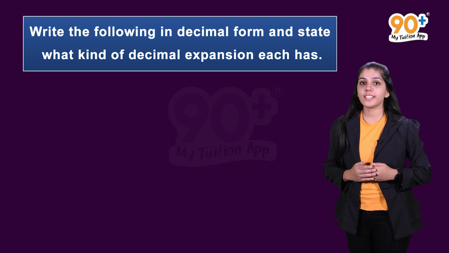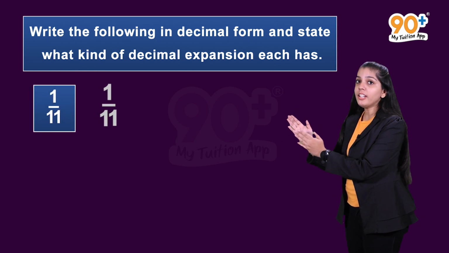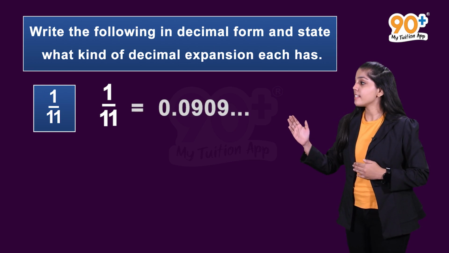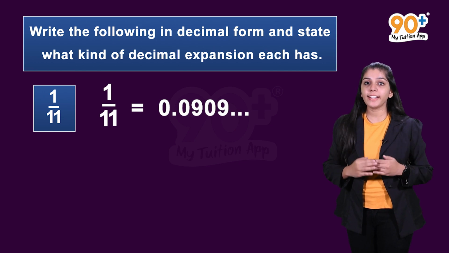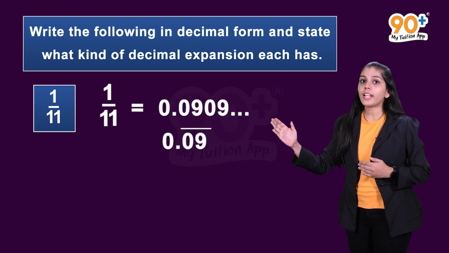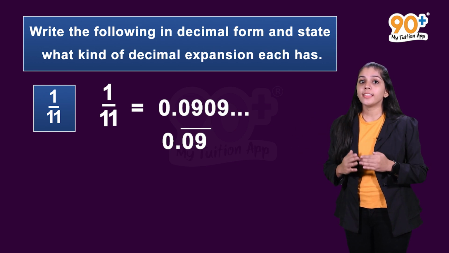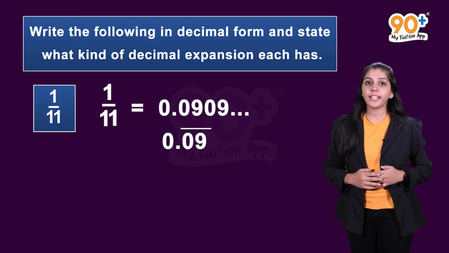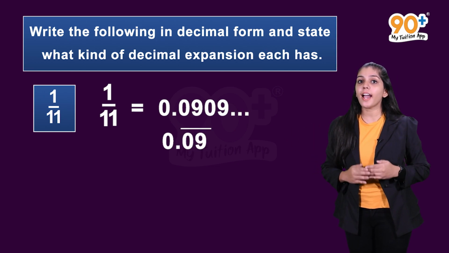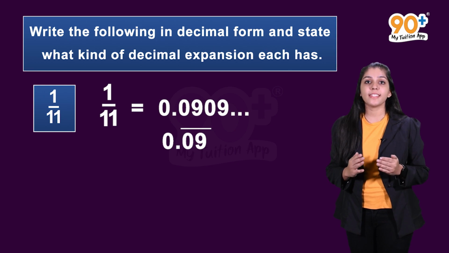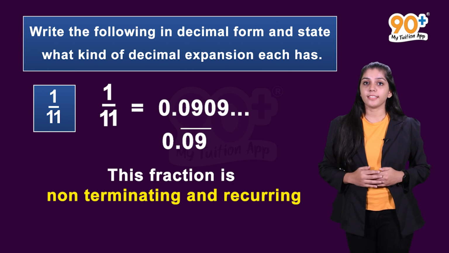We have the second question, 1 by 11. Students, let's divide 1 by 11. We get 0.0909 and so on. We can write it as 0.09 bar. Students, observe that after the decimal point, the numbers are not terminating. And also observe that the numbers 0 and 9 are repeating. So we can say that this fraction is non-terminating and recurring.